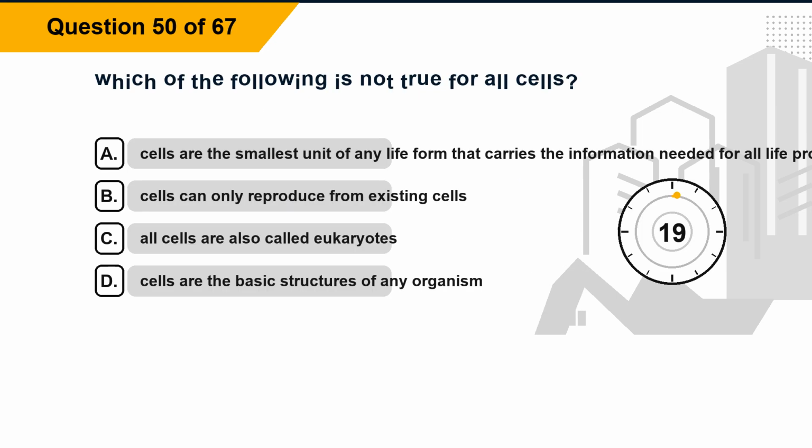Question 50. Which of the following is not true for all cells? Option A. Cells are the smallest unit of any life form that carries the information needed for all life processes. Option B. Cells can only reproduce from existing cells. Option C. All cells are also called eukaryotes. Option D. Cells are the basic structures of any organism. The correct answer is option C.